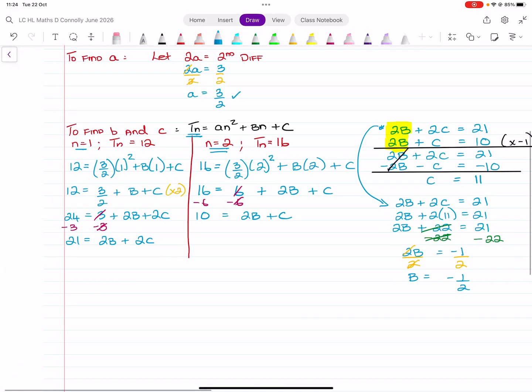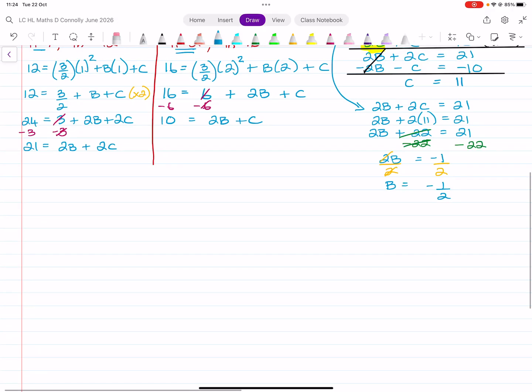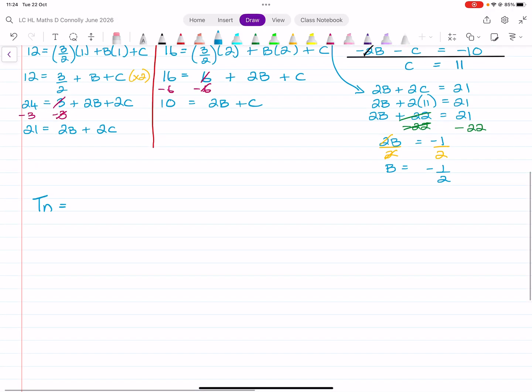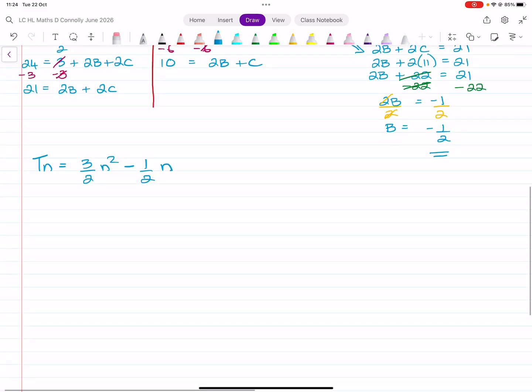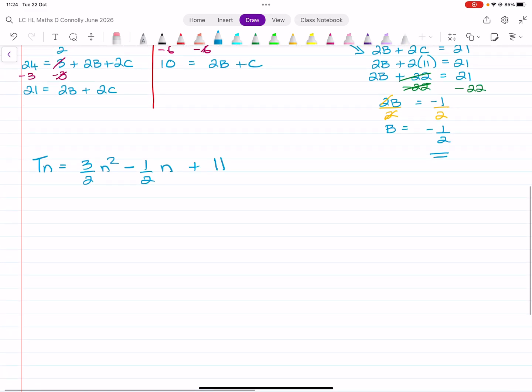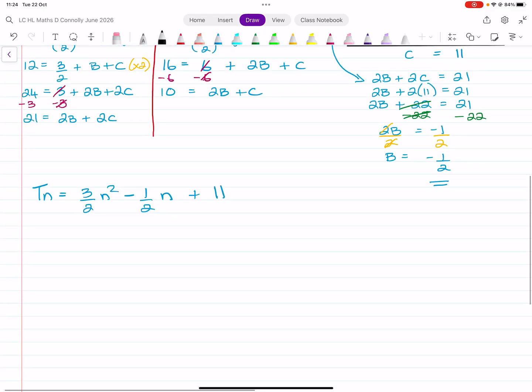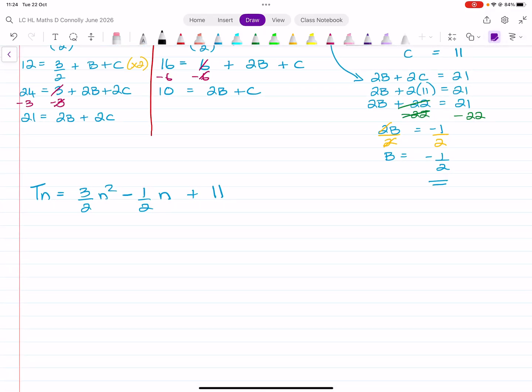So then my final Tn is A, which was 3 over 2, n squared, plus, oh, it's not plus, sorry. So B is minus, so minus a half n. And then what was C? C was 11. So that's what I'm getting for my finished nth term.